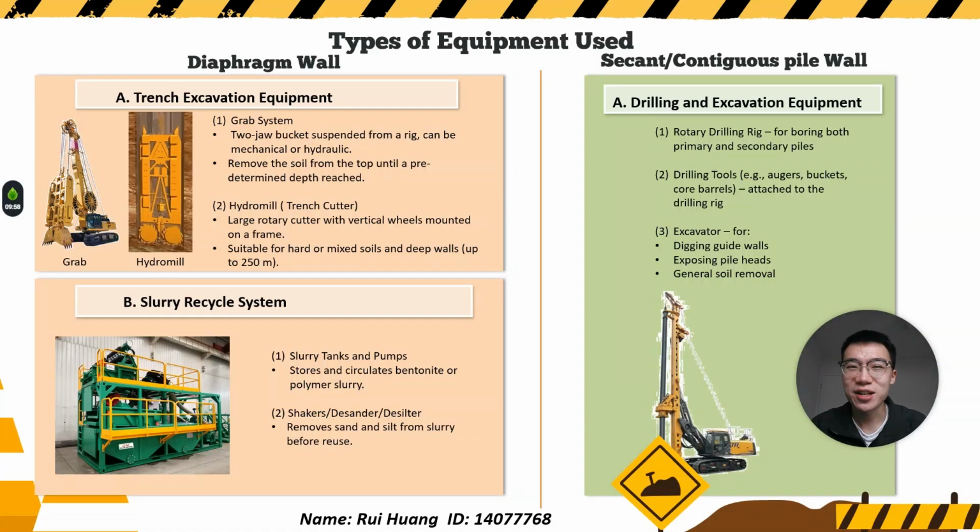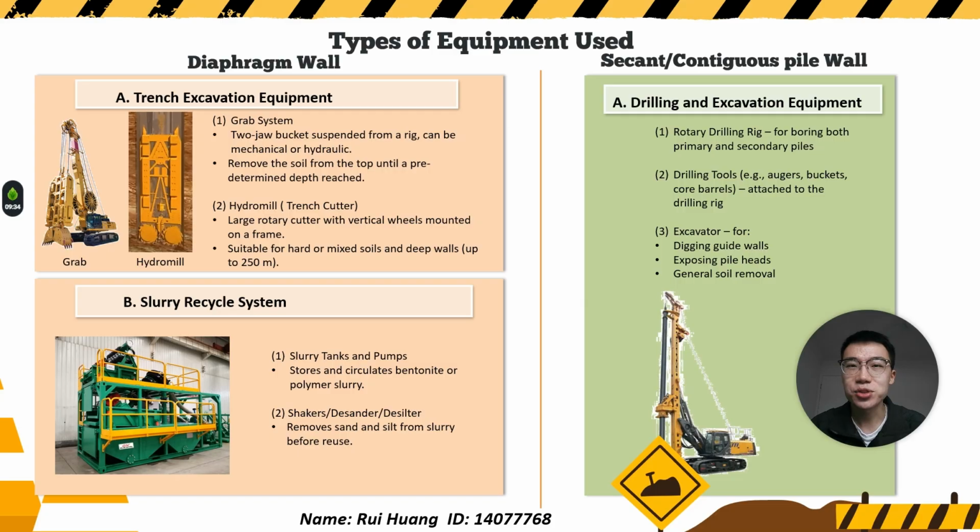Thanks for Zhehao's introduction of structural performance and how to select systems based on different project conditions. Now, I will introduce the types of equipment used for diaphragm wall and secant or contiguous pile walls, followed by a cost breakdown of the three retaining walls. Let's start with the diaphragm wall.